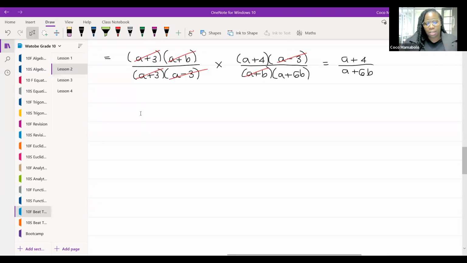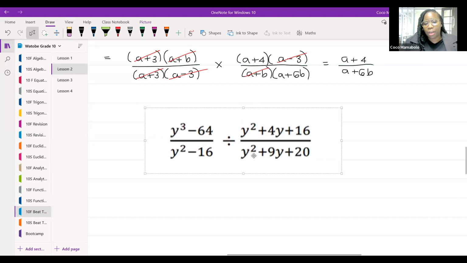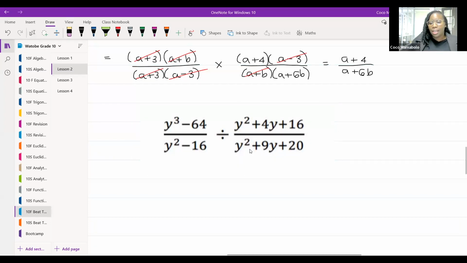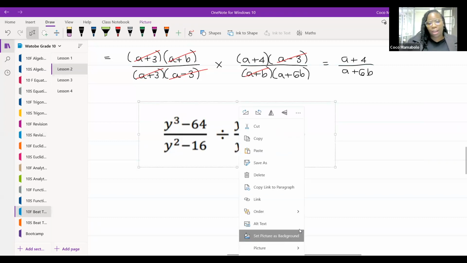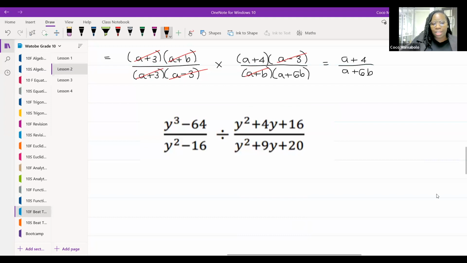All right, guys. So here's your next challenge. I'm going to leave it up here for a little bit. Have a look, guys. Let's help each other out before we even get started. What kind of factorization are we looking at over here? That's it. Cubes. We know that there's a cube over here. Excellent, 100%, guys.